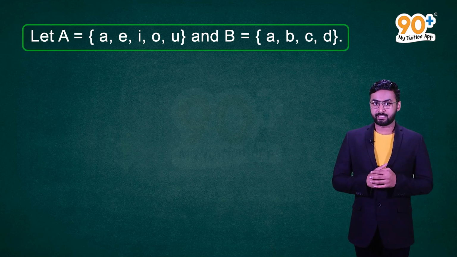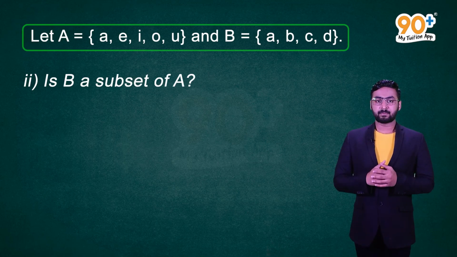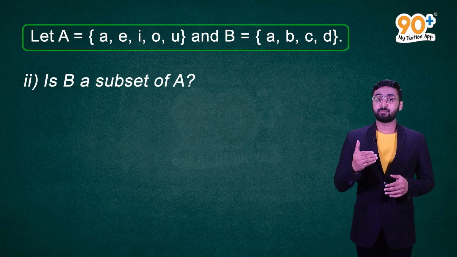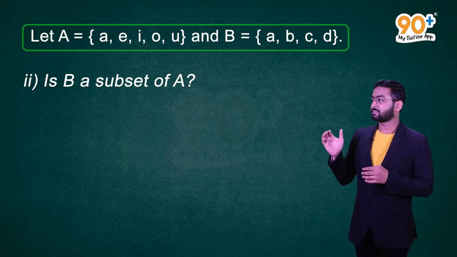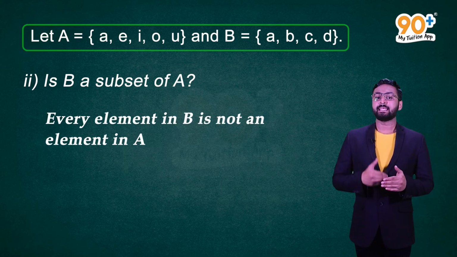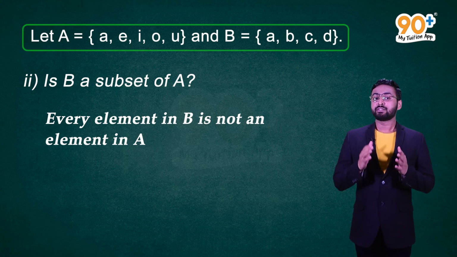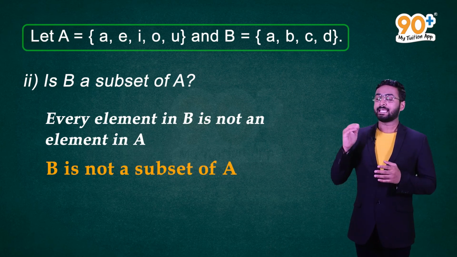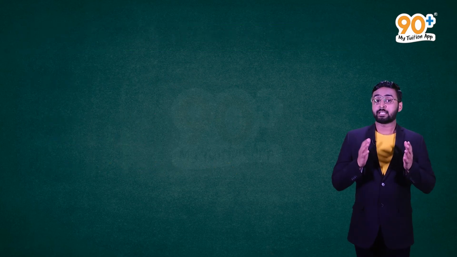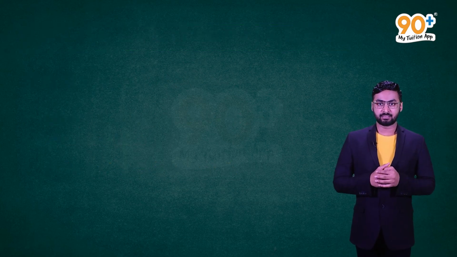The second question is, is B a subset of A? Similar to the first question, we can see that every element in B is not an element in A. So we can say that B is not a subset of A. Now let's move on to the next example.